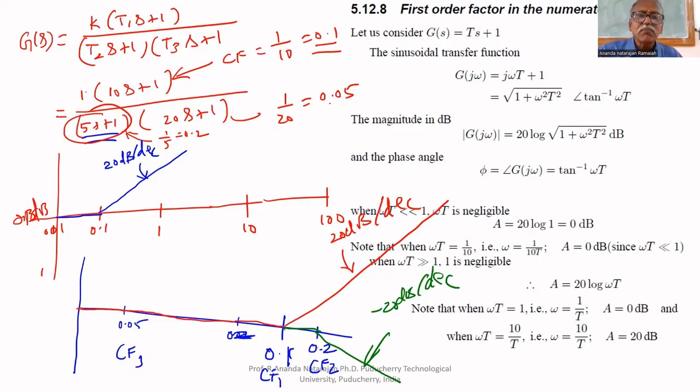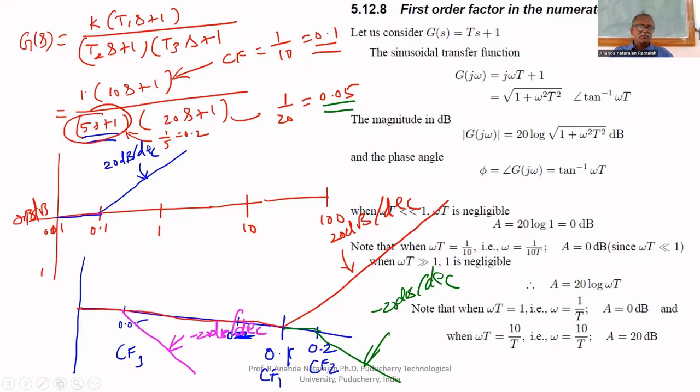The third case, 0.05 corner frequency. Up to 0.05, it is 0. After that, it decreases at the rate of minus 20 dB per decade. Am I correct or not?